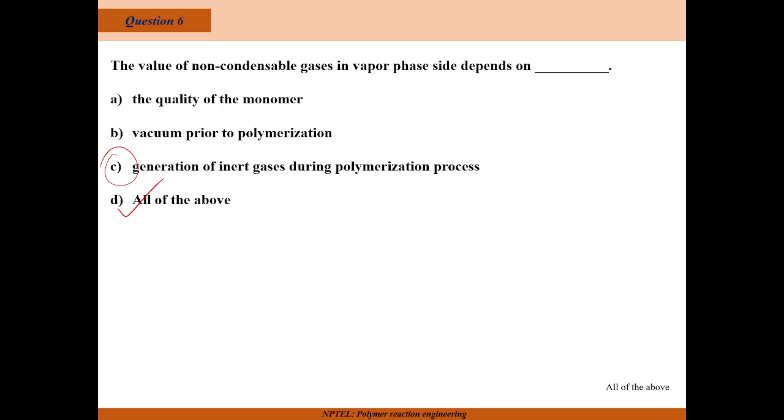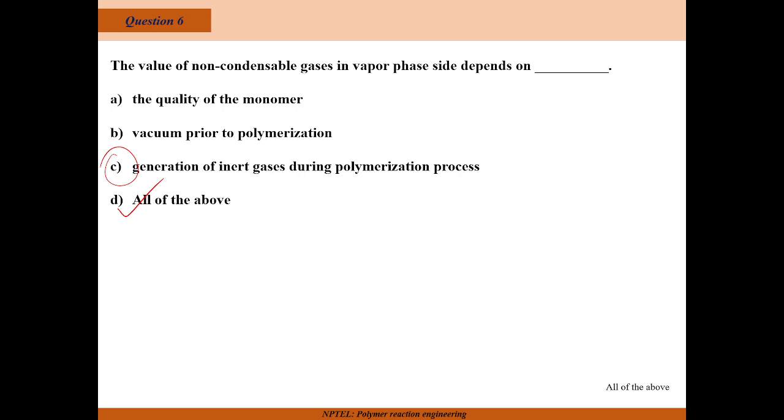I think definitely the quality of the monomer would play an important role in the polymerization. And vacuum prior to polymerization, because there can be other gases within the system. Suppose there is oxygen gas present in the system, definitely that can induce some kind of oxidation in the polymer. So the final product that you want may differ because of these other undesirable gases that are present initially within the system.